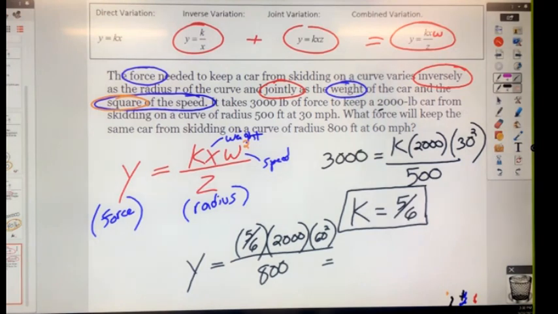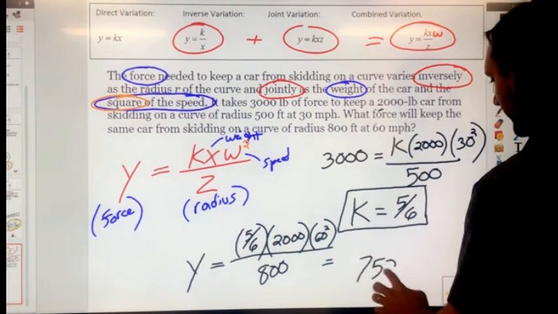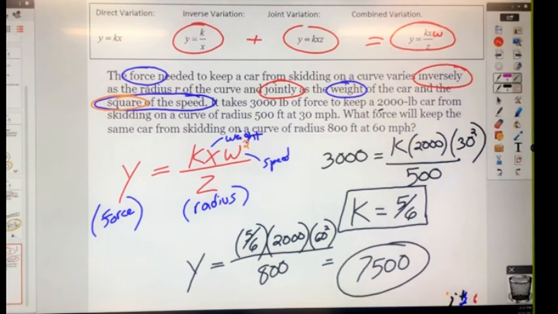So it looks like you just got to do some calculator work. So 5/6 times 2,000 times 60 squared, divide that by 800, gets you a grand total force of 7,500 newtons, joules, whatever that force is going to be.